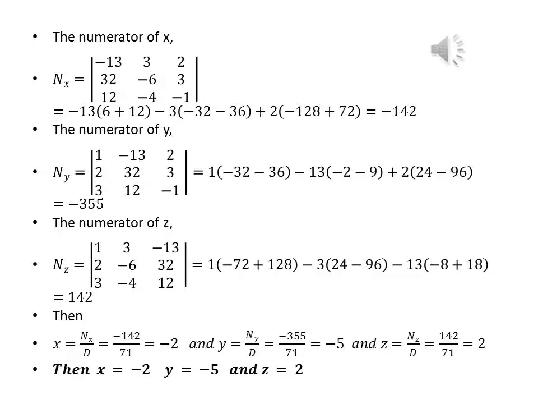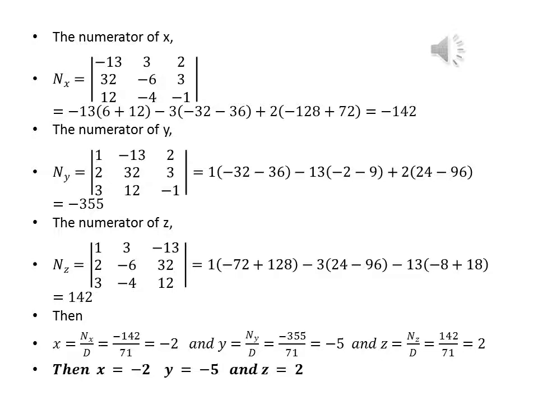Nx is determined from the determinant of the coefficients, but we change the first column with the right hand side. So Nx is negative 13, 3, 2, 32, negative 6, 3, 12, negative 4, negative 1. So instead of the first column, put the right hand side. The right hand side is first negative 13, second 32, third 12. How do we get the value?